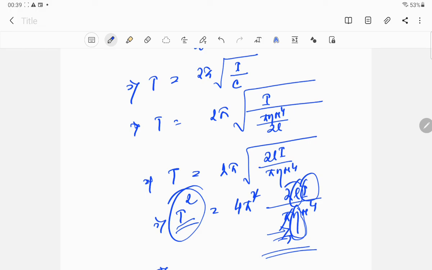So that's all for the couple per unit twist of a cylinder, and also for its application, that is, the torsional pendulum.